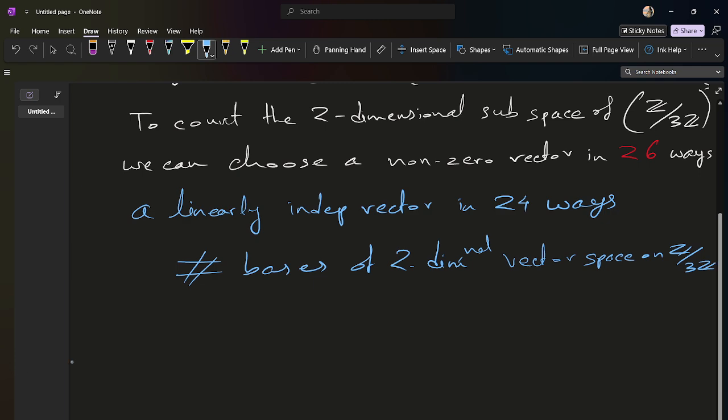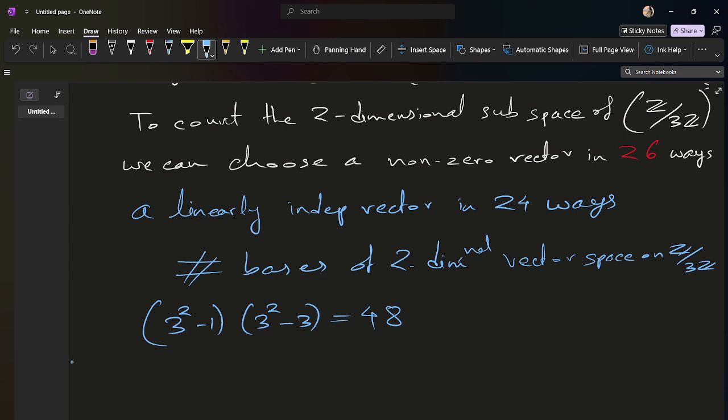Then what will we get? We know the formula: p squared minus 1, p squared minus p, and so on. If the dimension is n, then it is p to the power n minus 1, p to the power n minus p, and so on up to p to the power n minus p to the power n minus 1. The same thing is applied here. So we get 3 squared minus 1, which is 8, and 3 squared minus 3, which is 6. So 8 into 6 is 48.